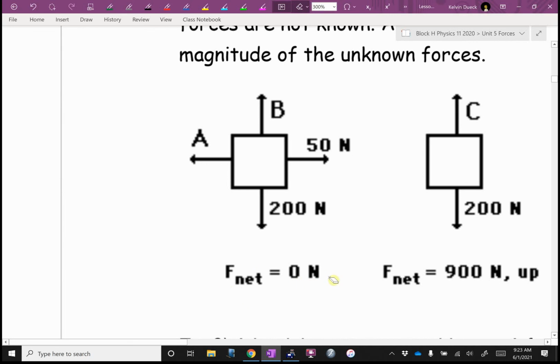Sarah, what's the net force in this question? What does it say? 0. So here's my question. If the net force is 0, how big must force A be? Has to be 50. Why? If the net force is 0, that means all the forces must be, I'm looking for a word that begins with letter B, balanced. So if I got 50 right, I better have 50 left. Sarah, what must force B be? Has to be 200.